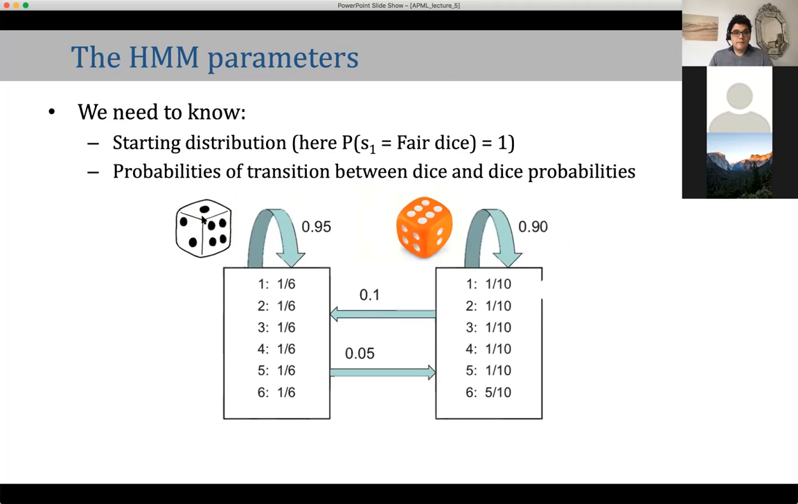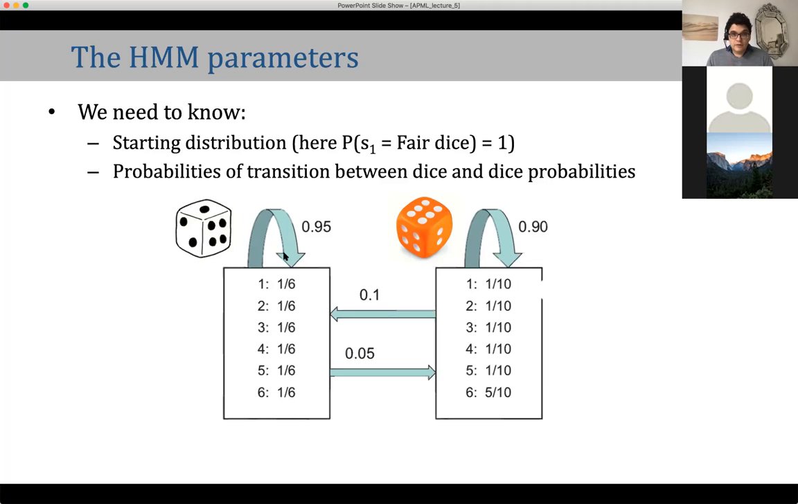Okay, so what are the parameters somehow if we want to represent that simply? We have a starting distribution we need to know. So we start with a fair dice. So probability of the first hidden state equal fair dice F is 1. And then we have the Markov chain telling us how we move from the fair to the loaded dice. So those are all those arrows.